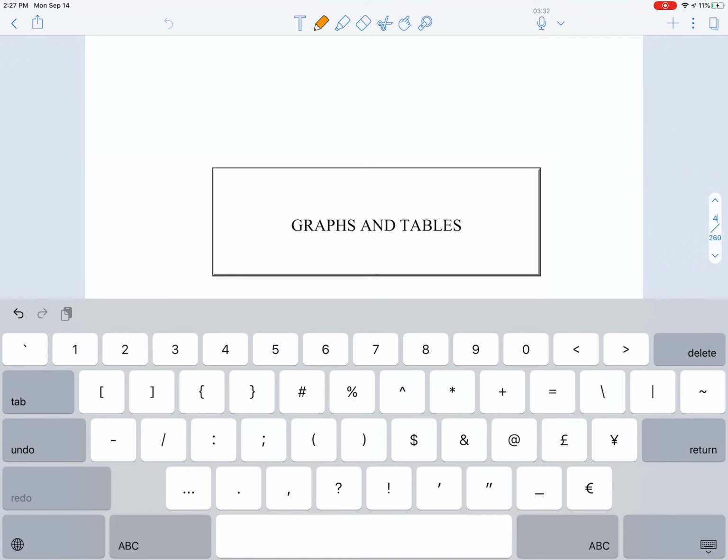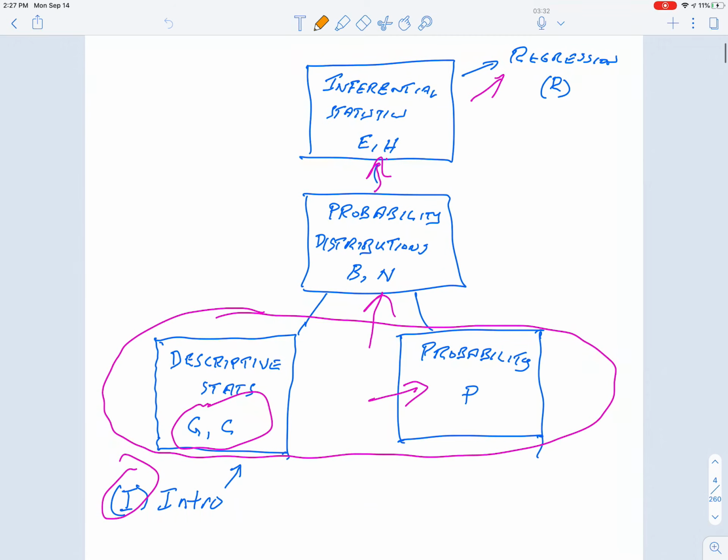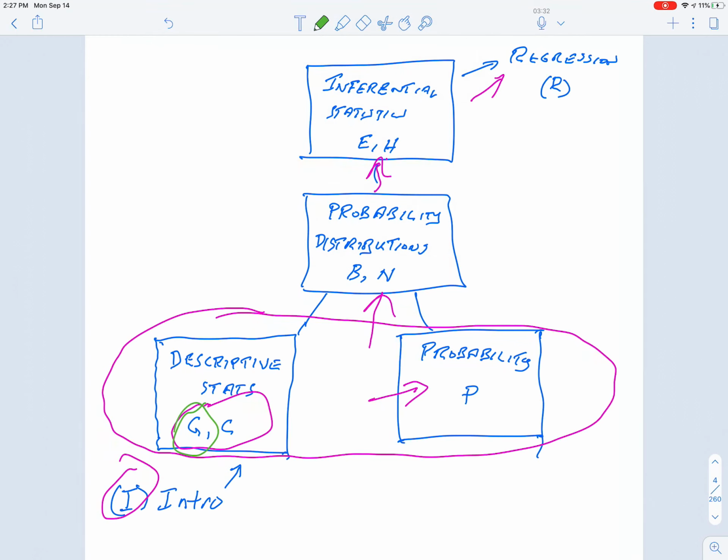I'm going to go back to a diagram which I showed you before, which is something that we'll keep going back to. And we're taking a look right now at really this guy right in here. So it's under that first block of descriptive stats. That is, how do we make sense of a mess of numbers?